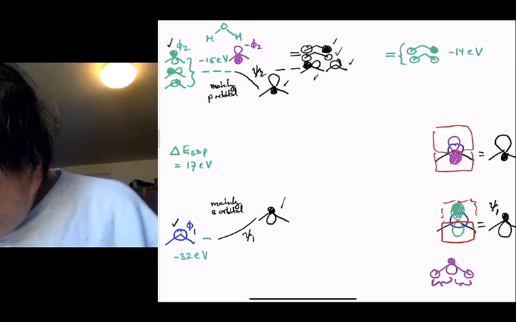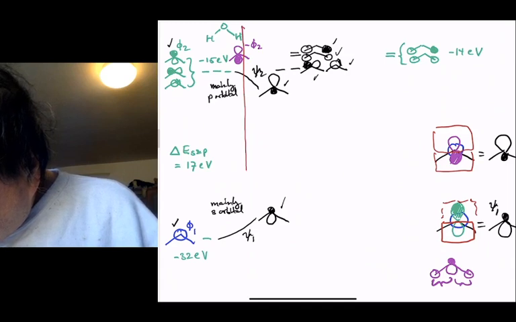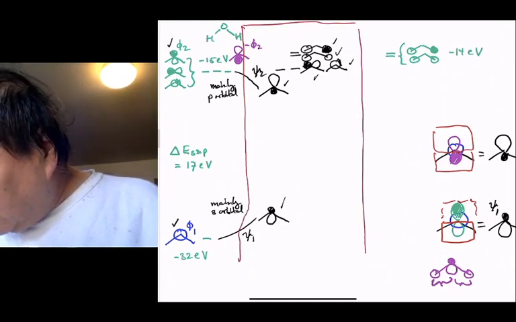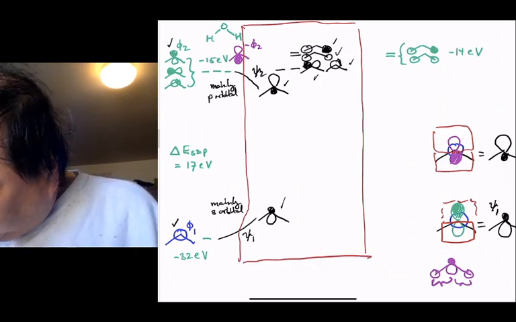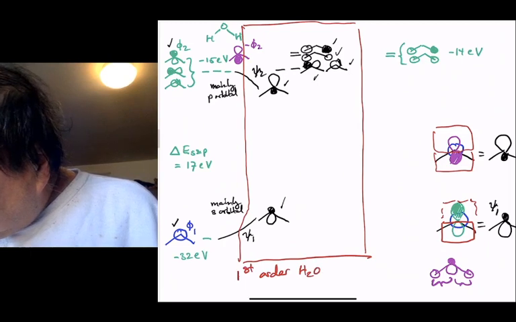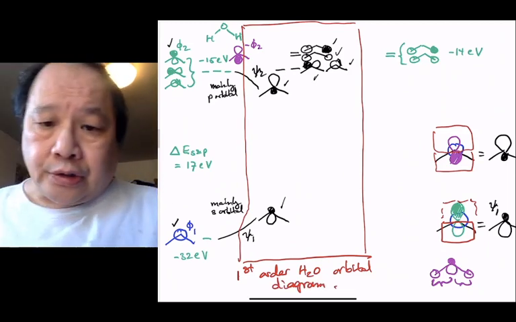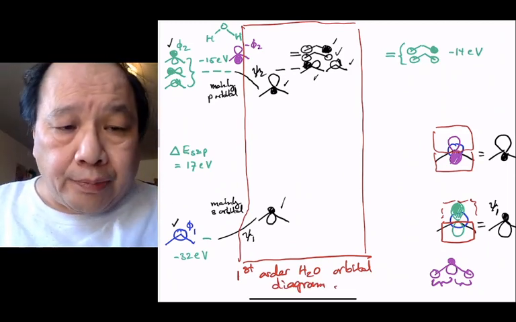These 6 orbitals constitute the first order H2O orbital diagram. It's not an MO diagram. The second order is, and I'll do the second order diagram in the next clip.